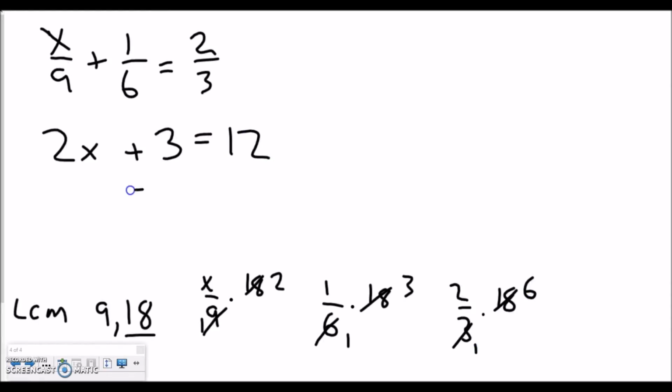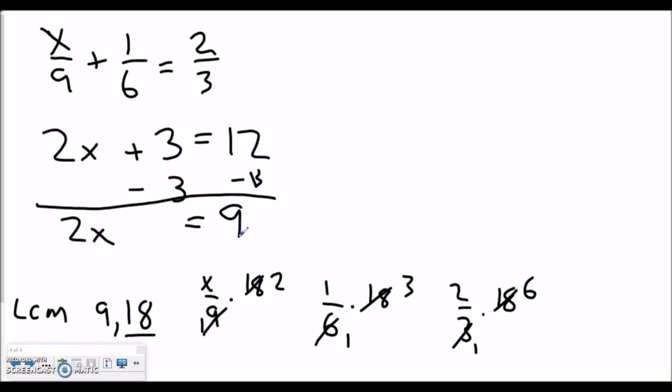Now we simply solve for x. Subtract 3 from both sides. 2x equals 9. I'm sorry, my 3 got messy over there. Divide both sides by 2. X equals 9 over 2.